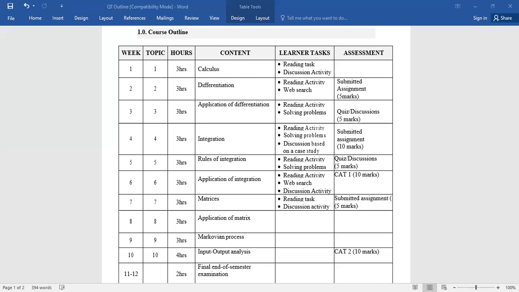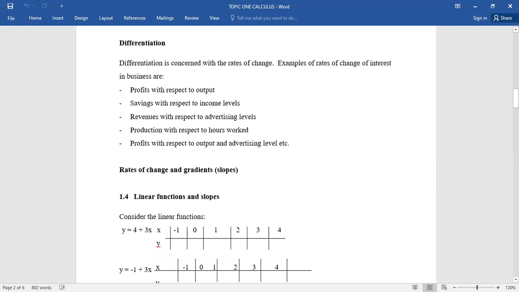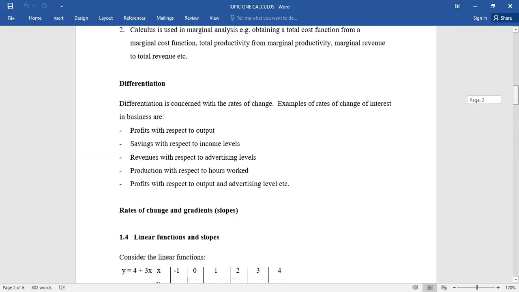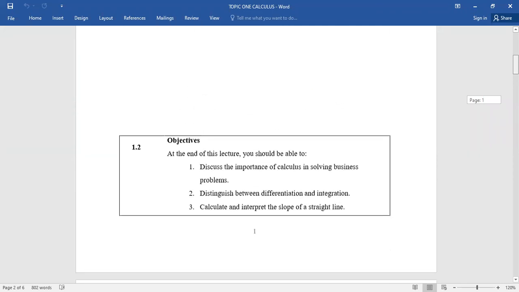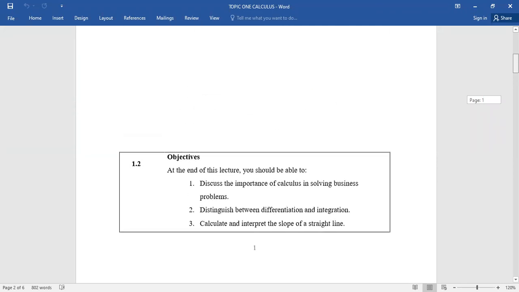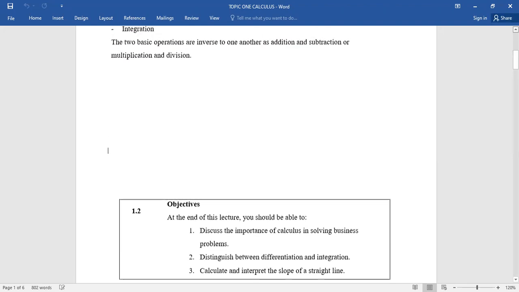Let me share calculus. And I know that this is not the first time that you are coming across this word, calculus. Some of you might have even covered it at other levels of education. And the objective of taking this particular topic will be trying to solve business problems and to distinguish between differentiation and integration. And then we'll be able to calculate or interpret the slope or gradient of a line.